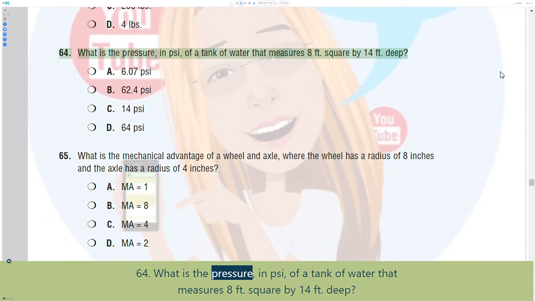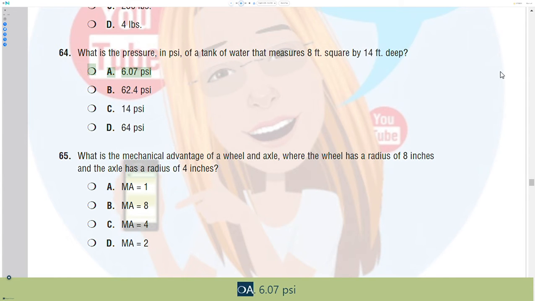64. What is the pressure in psi of a tank of water that measures 8 feet square by 14 feet deep? A. 6.07 psi. B. 62.4 psi. C. 14 psi. D. 64 psi.